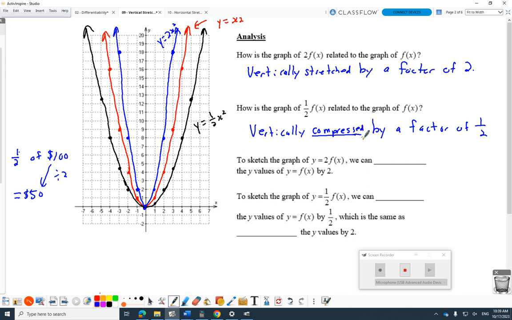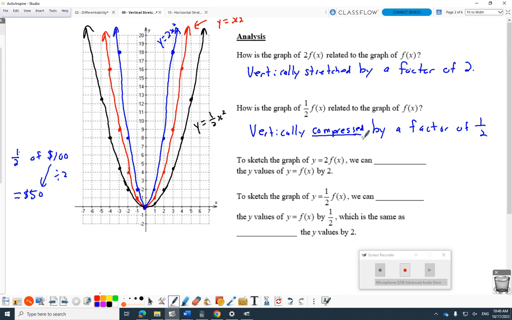Now, you could say, oh, it's vertically compressed by a factor of 2. I'm not going to get distracted by that. I'll be looking and going, did you compress it? I'm not sure what to say there. I like half, vertically compressed by a factor of half. But I've seen people who are adamant that they should say vertically compressed by a factor of 2, but they know what they're talking about. So as long as we get the right answers, we're okay.